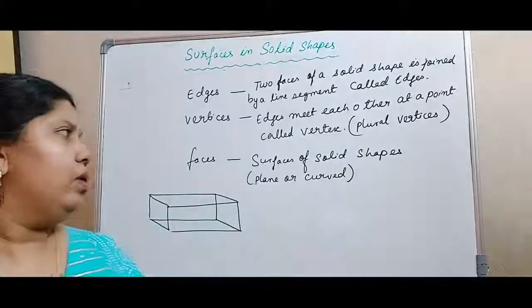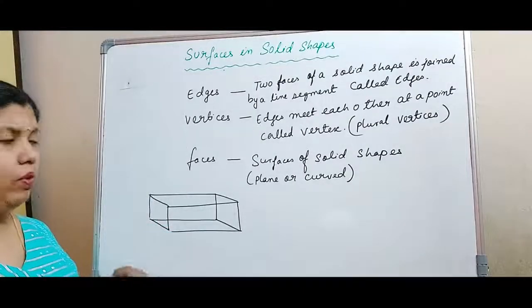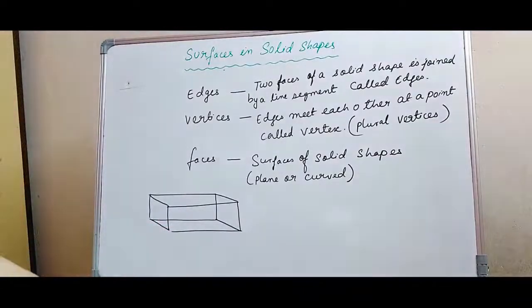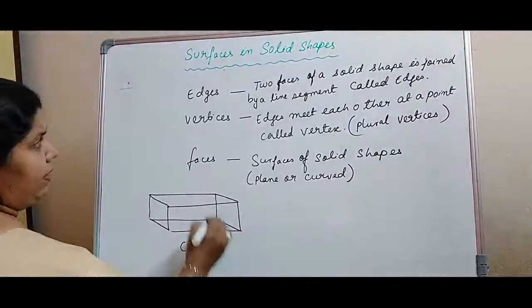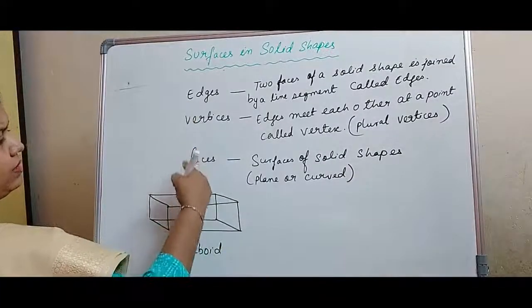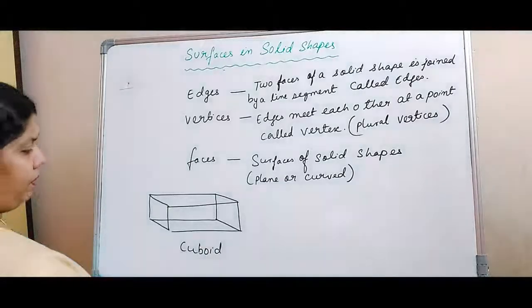Now this shape is called a cuboid. Now in a cuboid, how many edges are there, how many vertices are there, and how many faces are there? Let us find out.